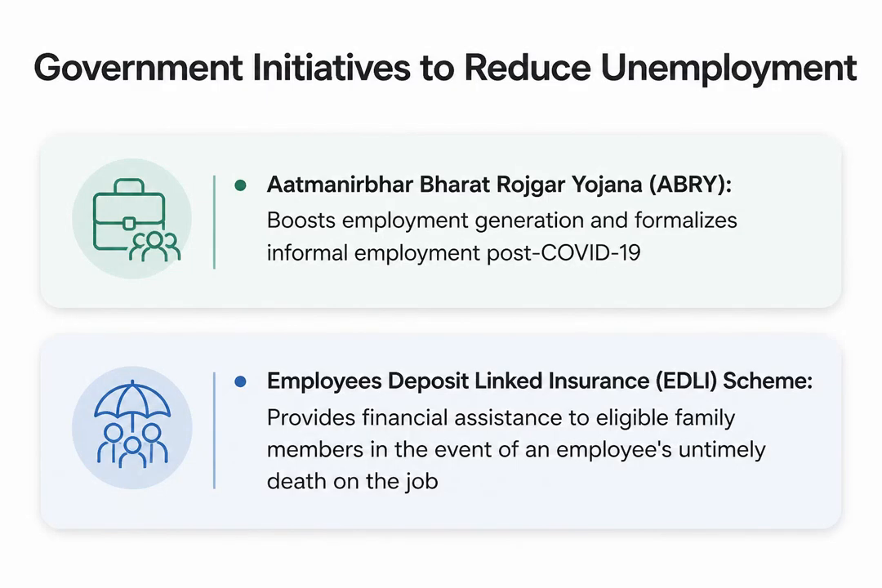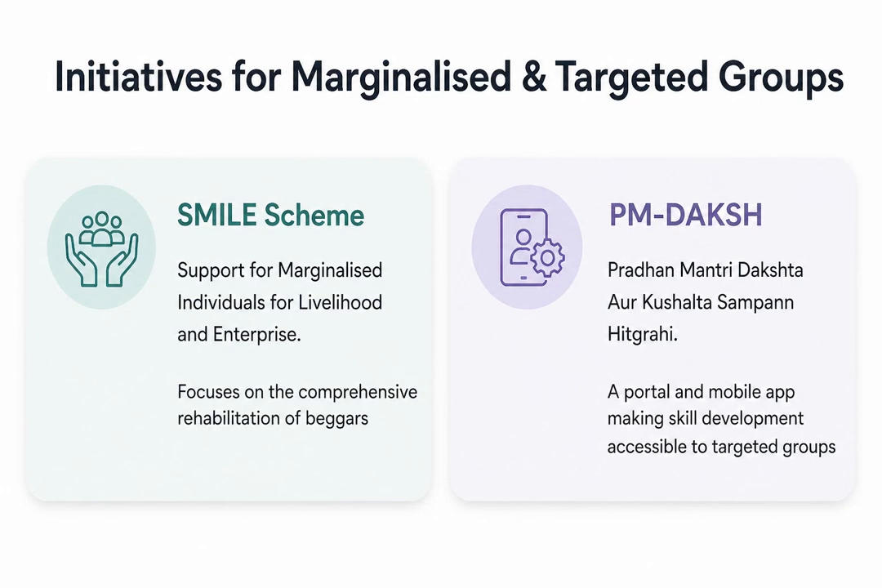Let us examine the recent government initiatives aimed at reducing unemployment and minimizing the socio-economic impact of the COVID-19 pandemic. The Atma-Nirbhar Bharat Rozgar Yojana, part of the 3.0 package, was specifically designed to create new opportunities and push for the formalization of informal jobs. Alongside job creation, safety nets are crucial. The Employees Deposit-Linked Insurance Scheme ensures that if an employee tragically passes away while employed, their family receives vital financial assistance.